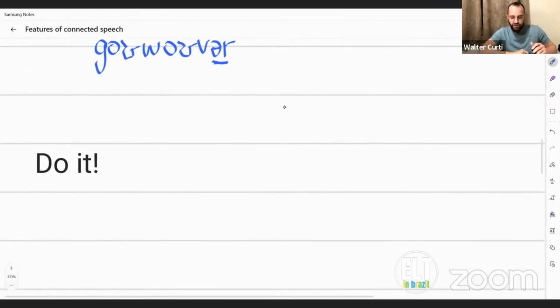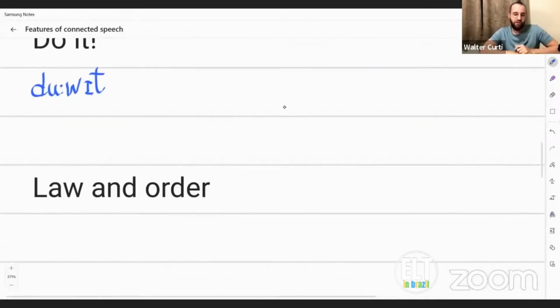One more case, do it. So do, and then you have it. What sound do you hear in the middle? Do it. Again, after the O sound you hear a W. Do it.